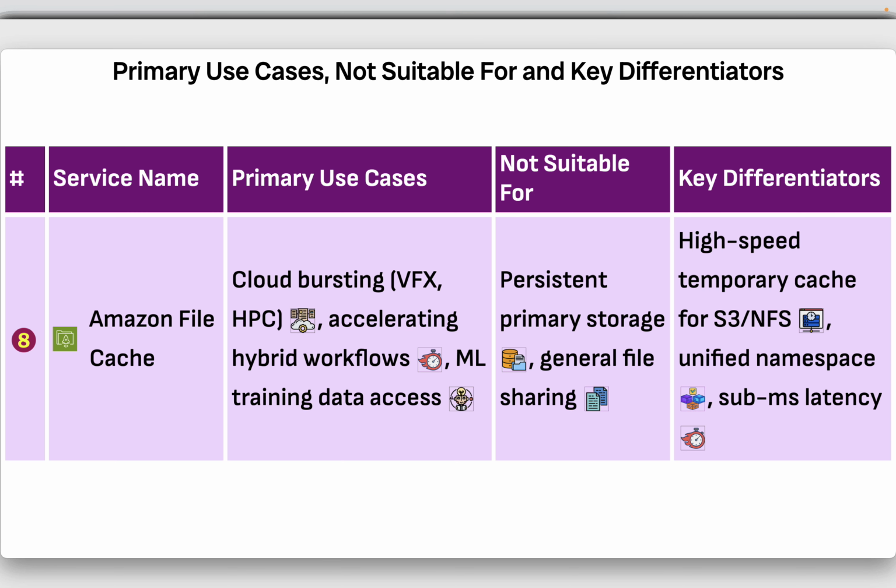Amazon File Cache. Primary use cases are cloud bursting, accelerating hybrid workflows, ML training, and data access. This is not suitable for persistent primary storage or general file sharing. Key differentiators are a high speed temporary cache for S3 and NFS. It offers a unified namespace and sub-millisecond latency.